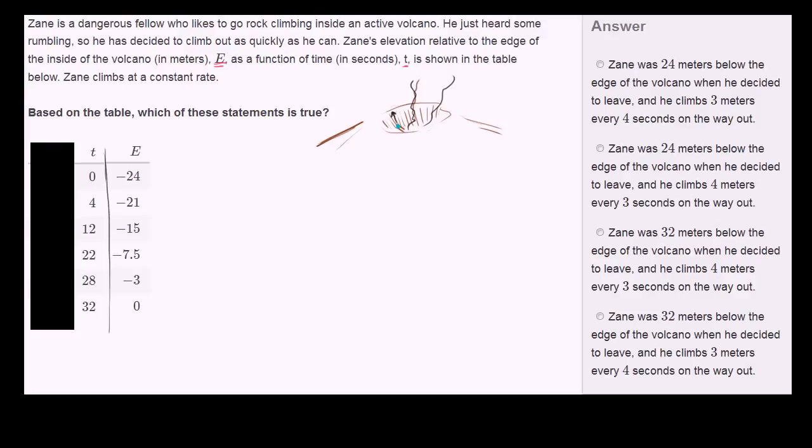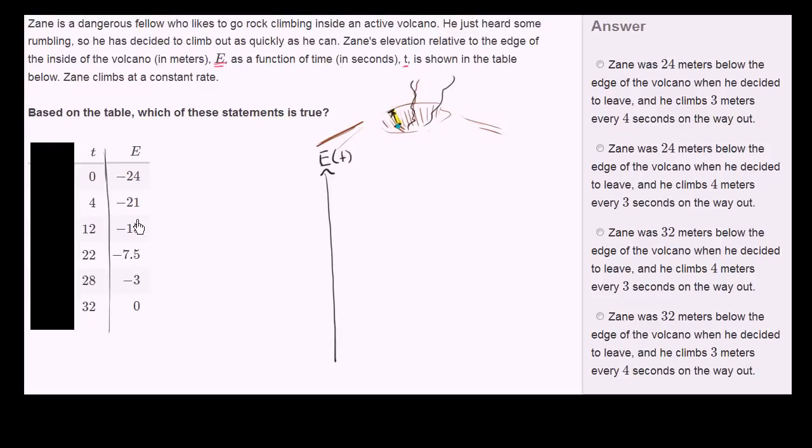So let's think about what's happening. Where does he start? At time equals 0, where is he? Well, at time equals 0, he's 24 meters below the edge of the volcano. So this distance right over here is 24 meters. And we could even plot this in a graph. So let's say this is his elevation relative to the edge, and it is a function of time. I'll write it like that.